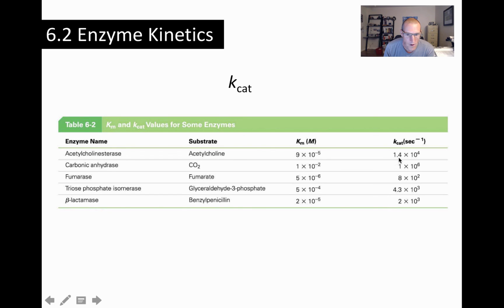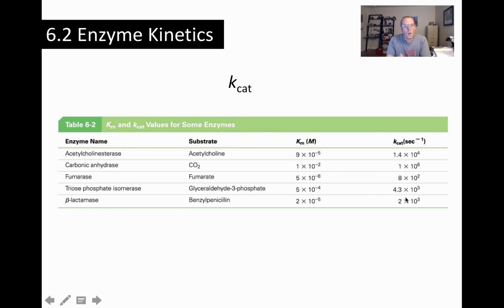Carbonic anhydrase here, this second row down, has a maximum turnover rate, a kcat, of 1 × 10⁶ per second. So that means 1 × 10⁶ substrates are being converted to product per second. That is an amazing turnover number. A few more down here, not too fantastic. 8 × 10⁻², that's still pretty good, it's faster than you and I could do anything per second, but not as fantastic as carbonic anhydrase. But the important thing here is that there is a range of turnover numbers. Some enzymes are very rapid, some are not as quick.